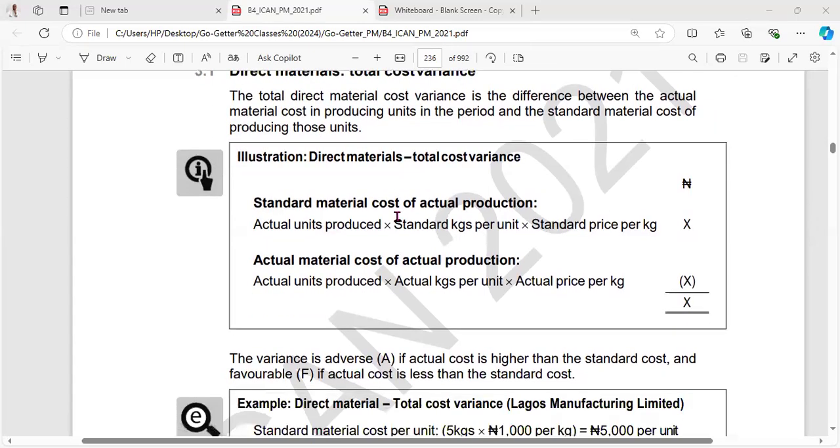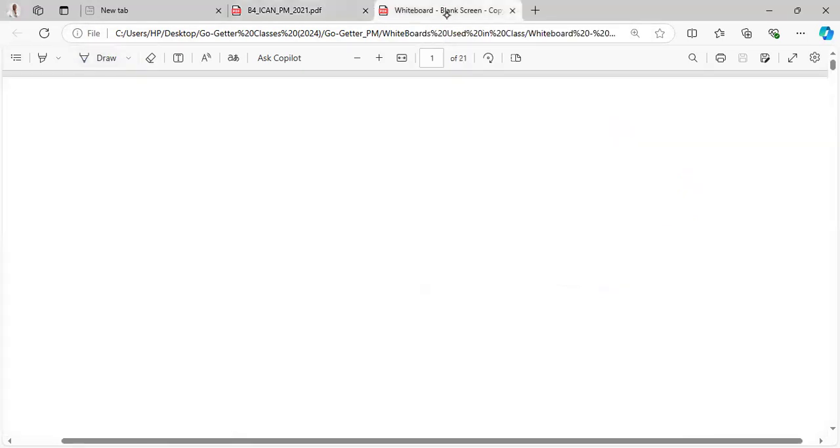Now let's look at it. We have direct material total cost variance is standard material cost of actual production, minus actual material cost of actual production. So the key word here is they must be of actual production. Both of them must be of actual production. Let's derive a formula here. I'll come here and do the formula here.